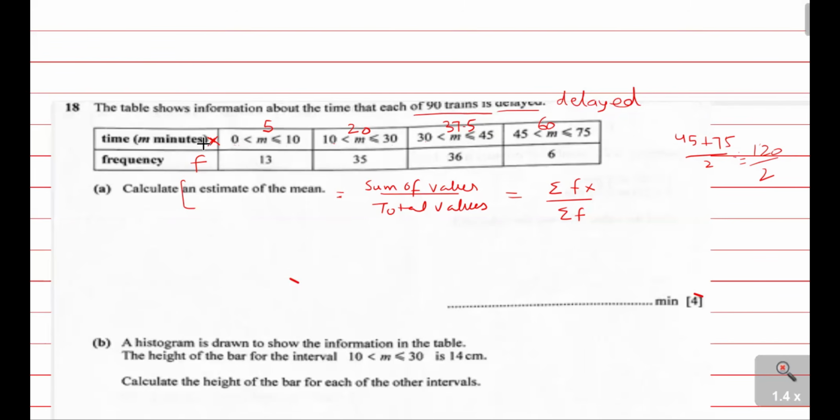In the next step, we take the product of f and x, and we multiply f into x. Therefore, 30 into 5 is 65. 35 times 20 is 700.